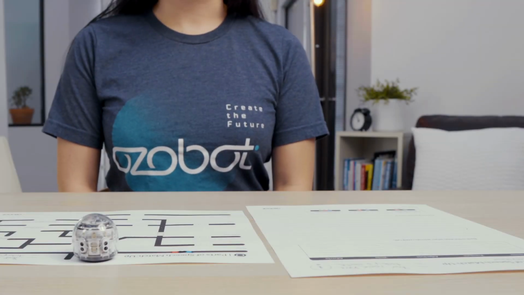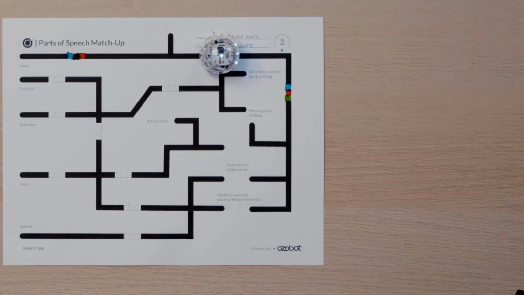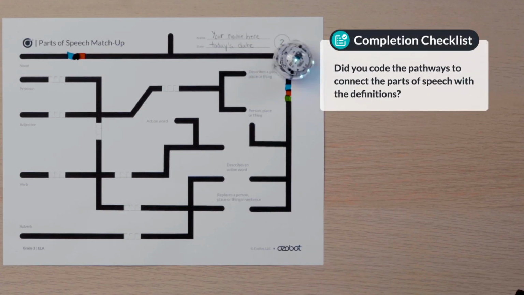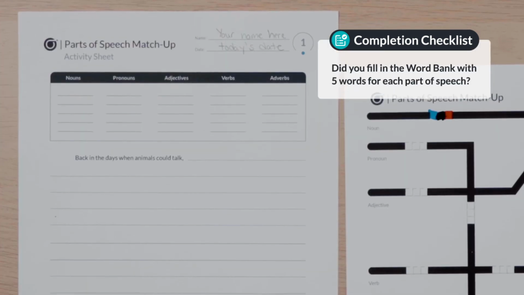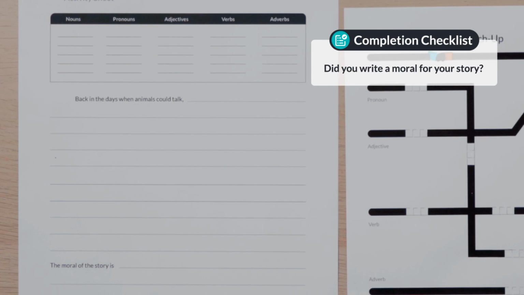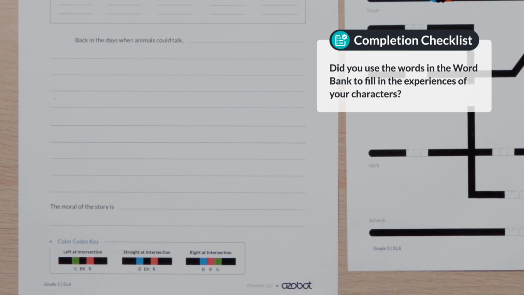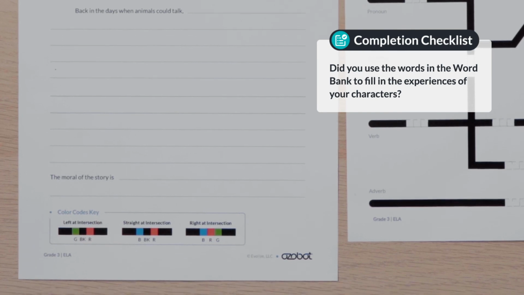That was a lot of work and a lot of fun. Time to double check that your work is complete. Did you code the pathways to connect the 5 parts of speech with the definitions? Did you fill in the word bank with 5 words for each part of speech? Did you write a moral for your story? Did you use the words in the word bank to fill in the experiences of your characters?